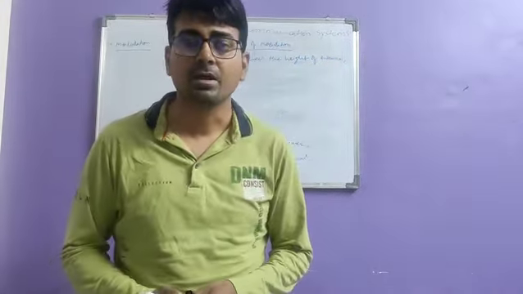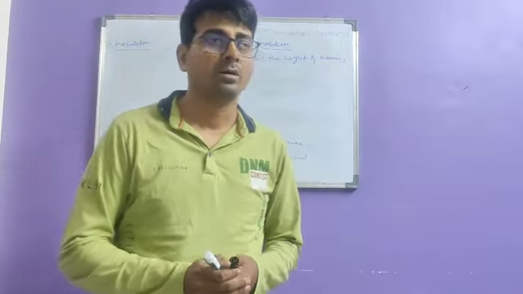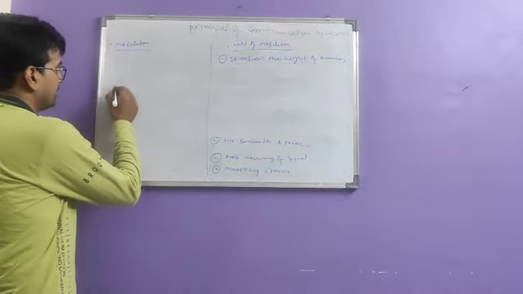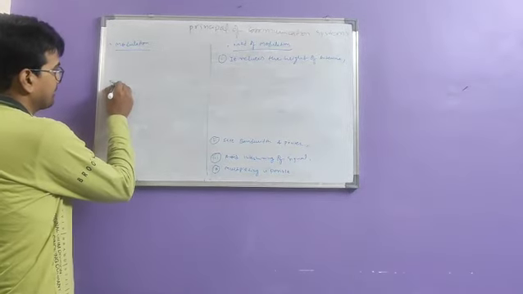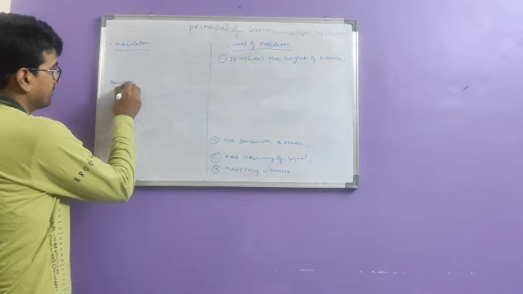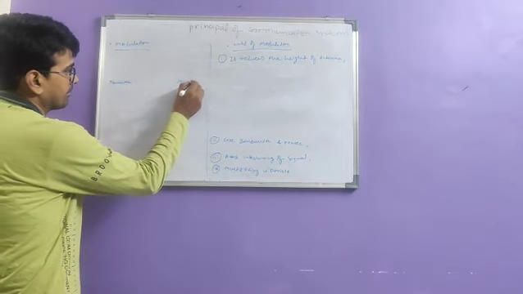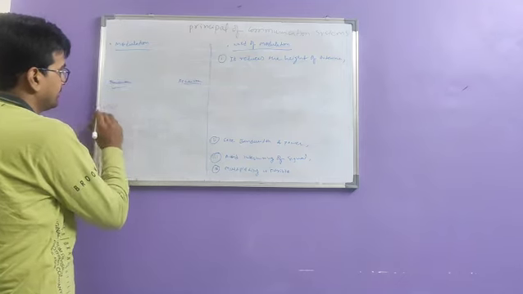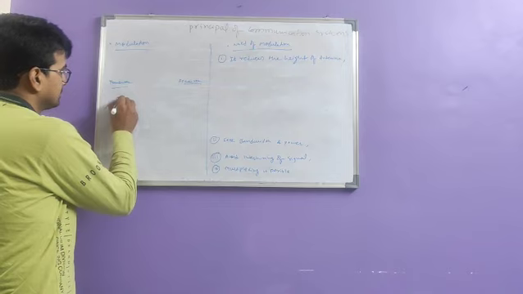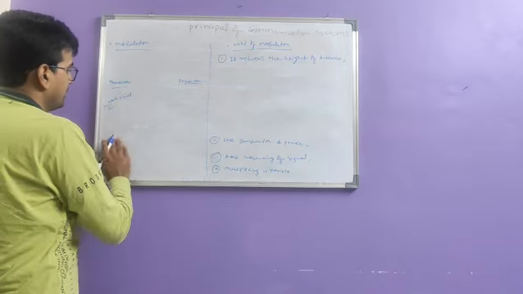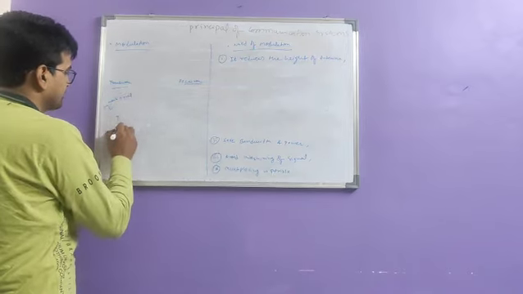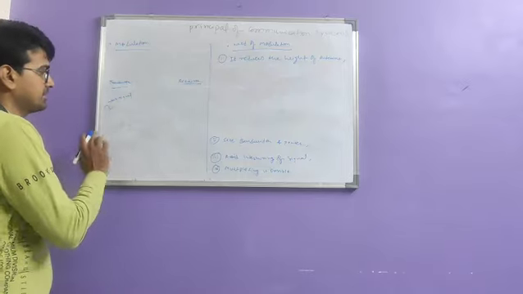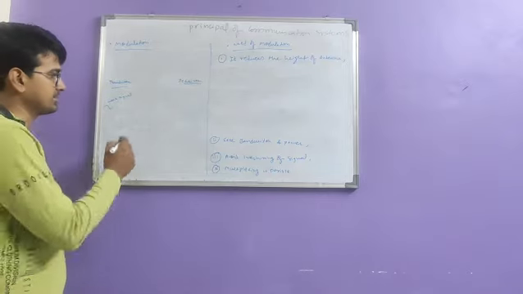Now the next topic is modulation. Basically, we have a transmitter and we have a receiver. At the transmitter, we have a weak signal that we need to mix with a strong signal. This weak signal we want to transmit to some longer distance.